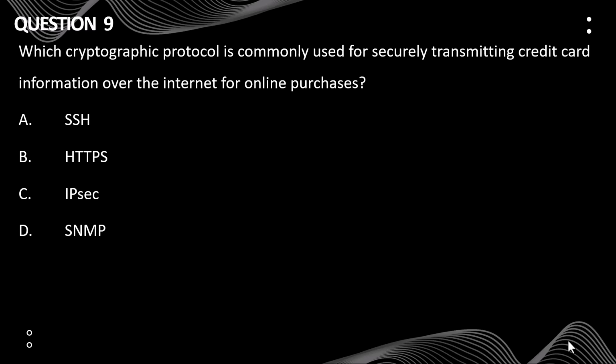HTTPS is a secure version of HTTP, which is a protocol used for communication between web browsers and websites. Now, HTTPS, which is the more secure version, encrypts data that is exchanged between the web browser and the website, thereby providing confidentiality and integrity of sensitive information.